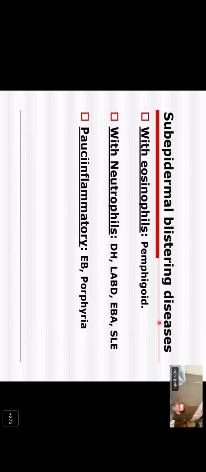So if you have subepidermal blistering diseases, predominantly eosinophils, the pemphigoid group of diseases. With neutrophils, you have a different differential: dermatitis herpetiformis, SLE, that is bullous SLE, linear IgA dermatosis, epidermolysis bullosa acquisita, and post-inflammatory. Where you do not have inflammatory cells, you just have subepidermal blisters, you think of the congenital or the genetic form of epidermolysis bullosa and porphyrias.